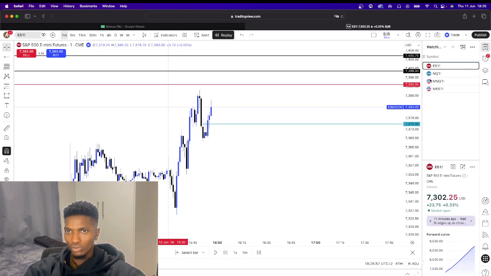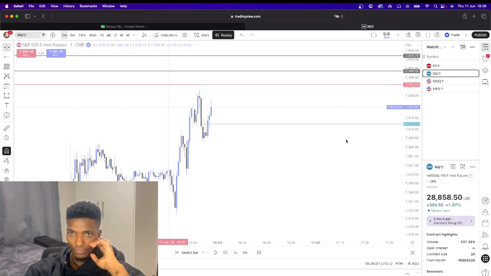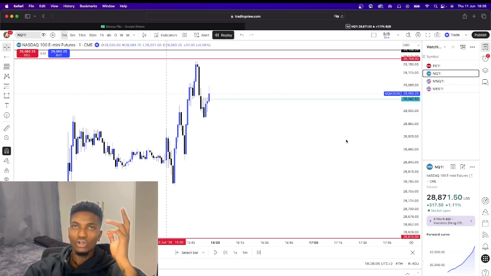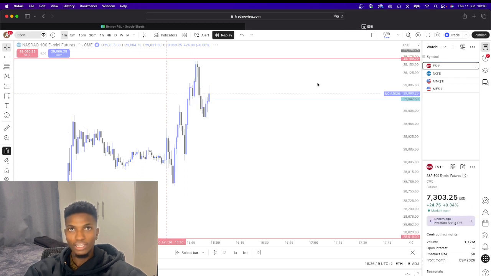Okay, so on ES we actually broke structure up, and then on Nasdaq we did the same. So which index are we going to take the trade on? Is it going to be Nasdaq or ES? In this case it's going to be ES because it is the first index which broke structure upwards, meaning it is leading to the upside. So we're going to take trades on ES.